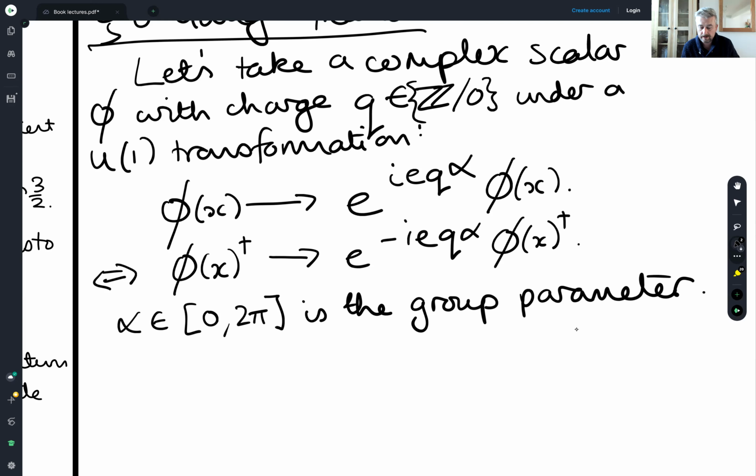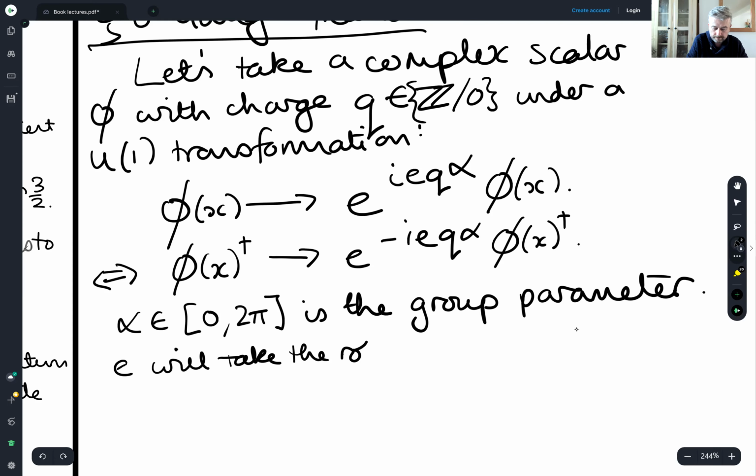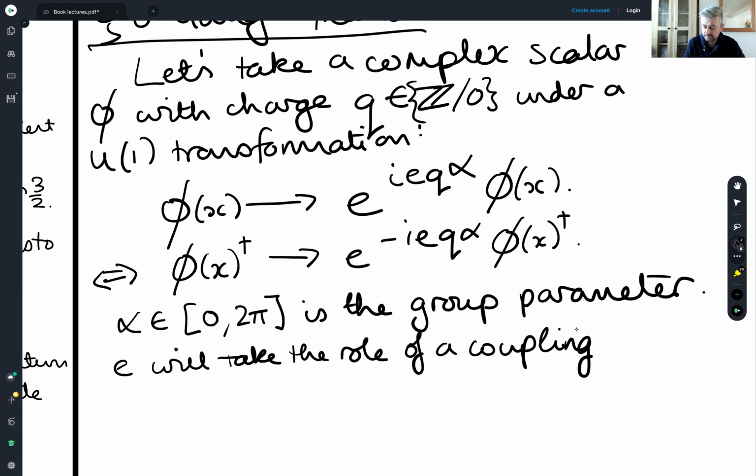But e, Q and alpha are going to acquire different meanings. As I said, Q is this charge. Alpha now is between 0 and 2 pi. And e will take the role of a coupling constant. It's a real number. And if we increase it, then some interactions that we're going to derive this lecture will increase in strength.